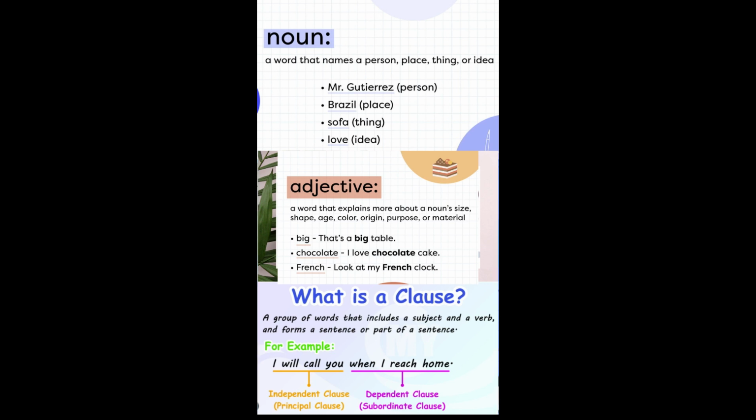Now, clause. What is a clause? A clause is a group of words that includes a subject and a verb and forms a sentence or part of a sentence. For example, I will call you when I reach home. In this example, as you can see, there are two parts of the clause. The first one is the independent clause and the second one is the dependent clause, or principal clause and subordinate clause. An independent clause is a clause that makes sense by itself. It can stand by itself as a sentence, and the dependent clause doesn't make sense to stand by itself.